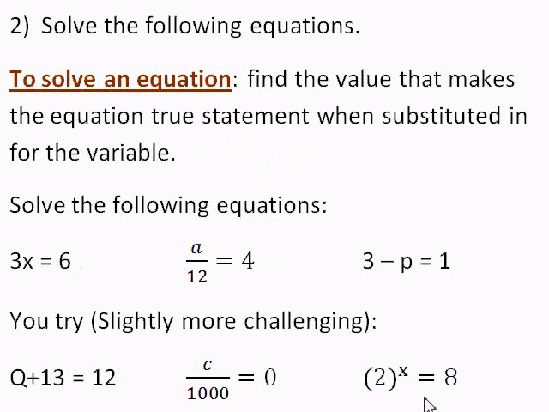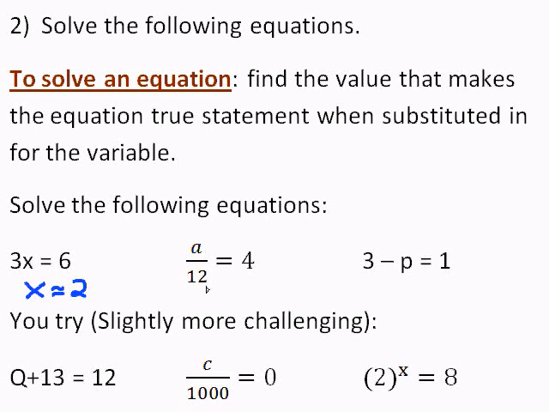We're on to our last objective, which is going to ask us to solve an equation. To solve an equation means that you're going to be finding the values that make the equation a true statement when substituted in for the variable. So let's look at the first example. 3 times x equals 6. We need to find the value that when put in for x makes 3x equal 6. So we ask ourselves the question, 3 times what number equals 6? The answer is 2, so x equals 2 is the solution, because 3 times 2 equals 6.